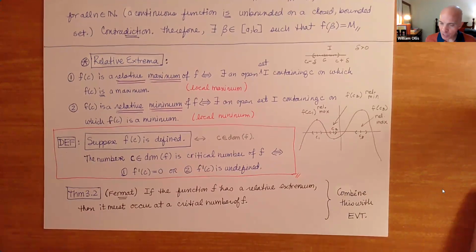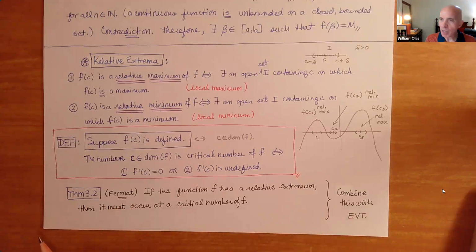Now, as you've noticed here, I've written Fermat and I've said combined with EVT, and that's what I spoke of earlier. The combination of the two theorems will give us a very powerful evaluation tool. And so what is Fermat? Fermat is the mathematician who wrote this theorem. He was one of the greatest mathematicians in our history.